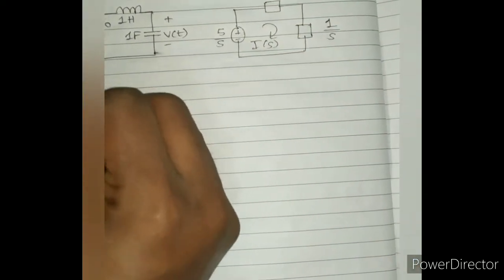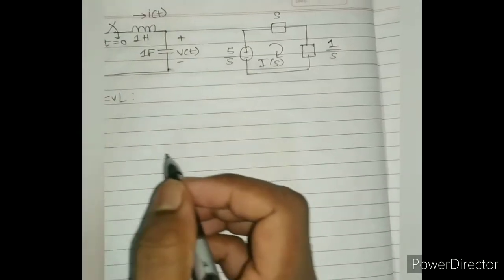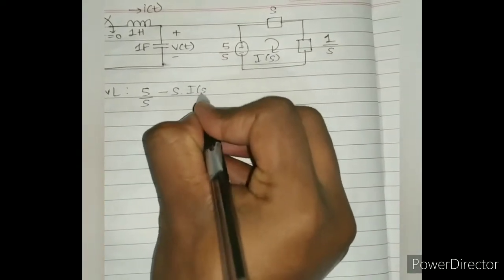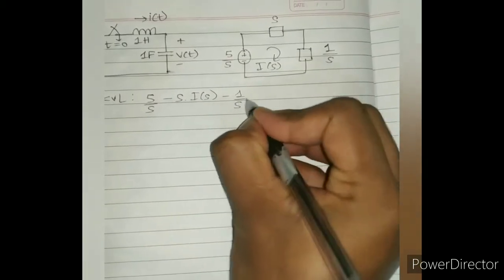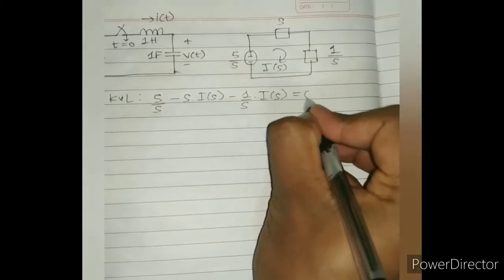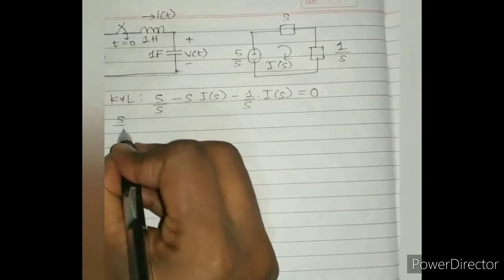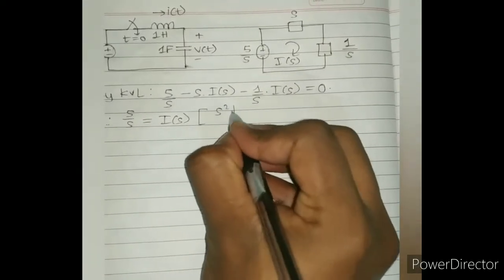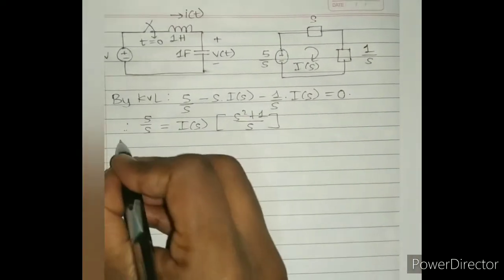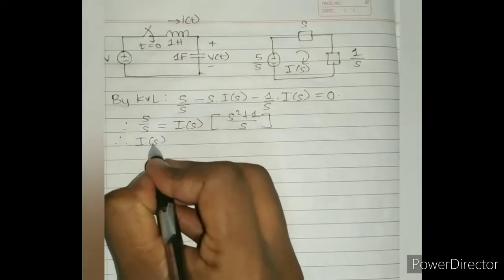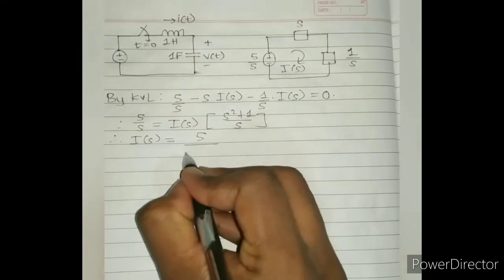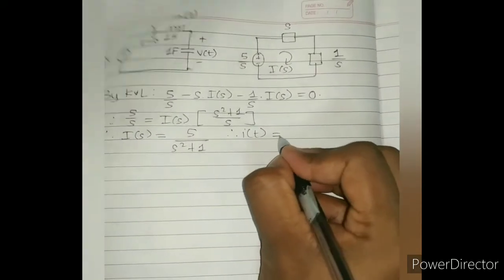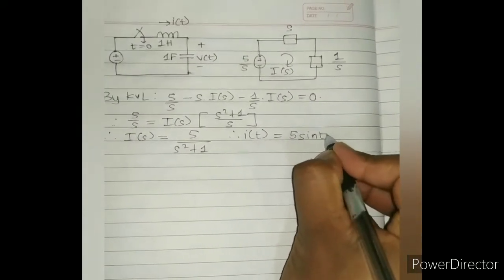Now by KVL we can write phi by S minus S into I of S minus 1 upon S into I of S is equal to 0. Therefore phi upon S is equal to I of S into S plus 1 upon S, that is S square plus 1 upon S. Therefore I of S is equal to phi upon S square plus 1. Therefore I of t is equal to phi sin t on taking the Laplace inverse of I of S.